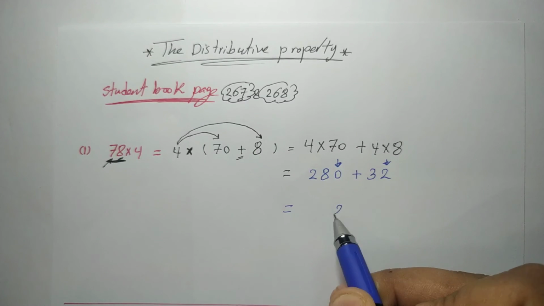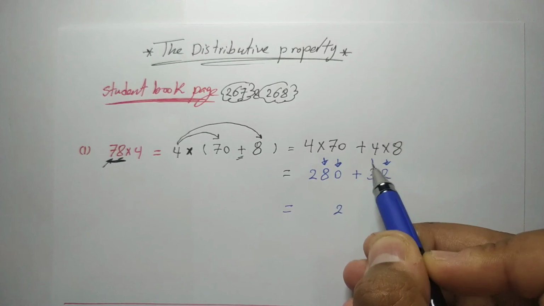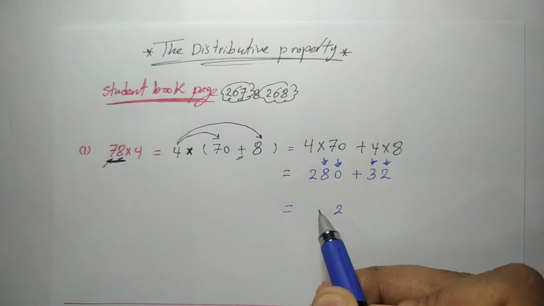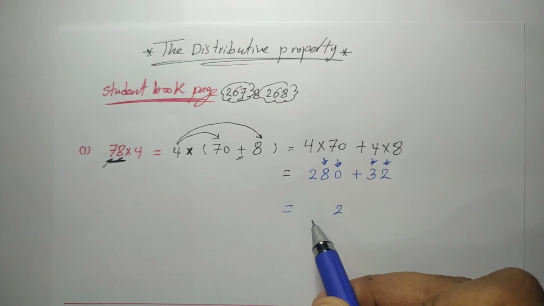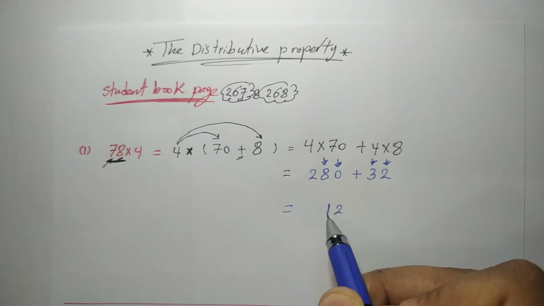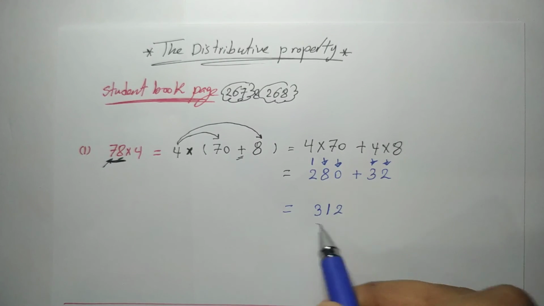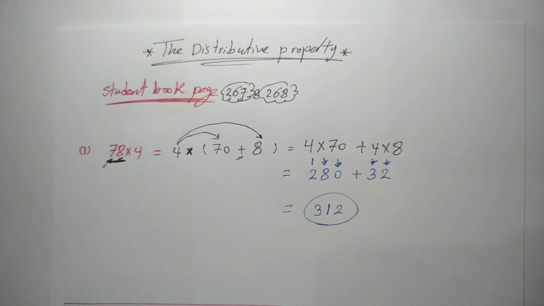And adding these numbers together, the ones with the ones. 0 plus 2, 2. The tens with the tens. 8 plus 3, 11. Do I write the 11? No, I will write 1 and carry up 1 here. 2 plus 1, 3. So the answer will be 312. Sorry for this.